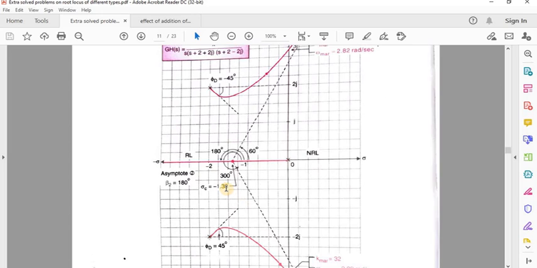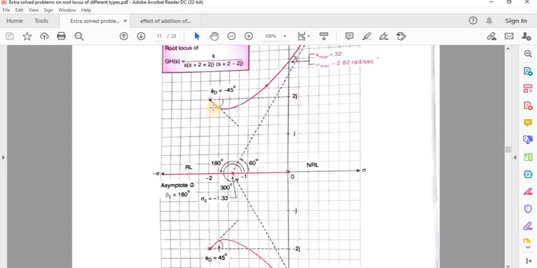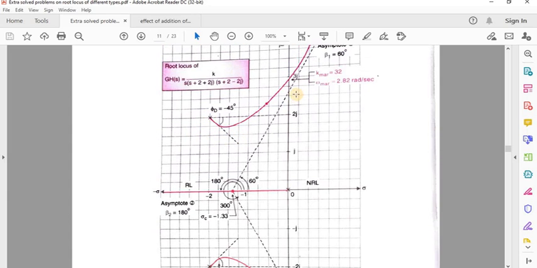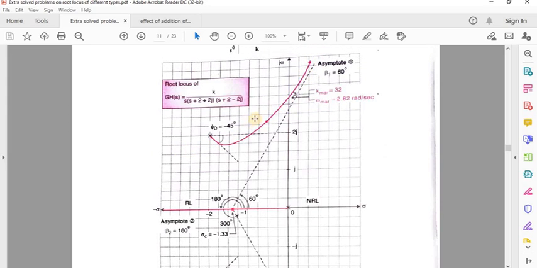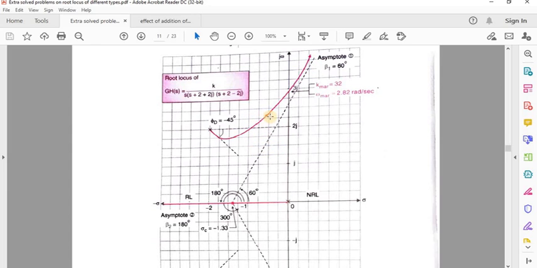On the first pole you can see that the angle was minus 45. For the pole minus 2 plus 2j, the departure angle was minus 45 degree. So put the protractor here, take minus 45 degree, and then choose your point 2.82 on the j omega axis. Then intersect the point like this and move out the root locus, because it is a departure point. The root locus will depart.